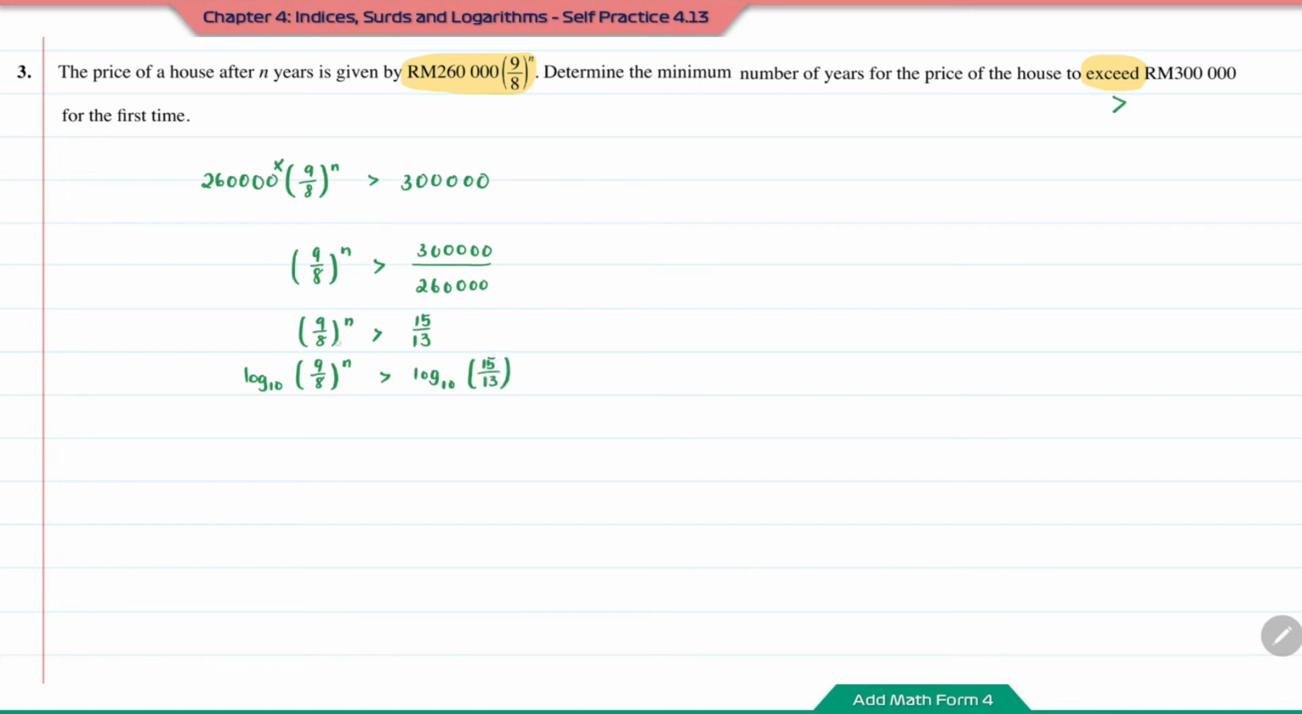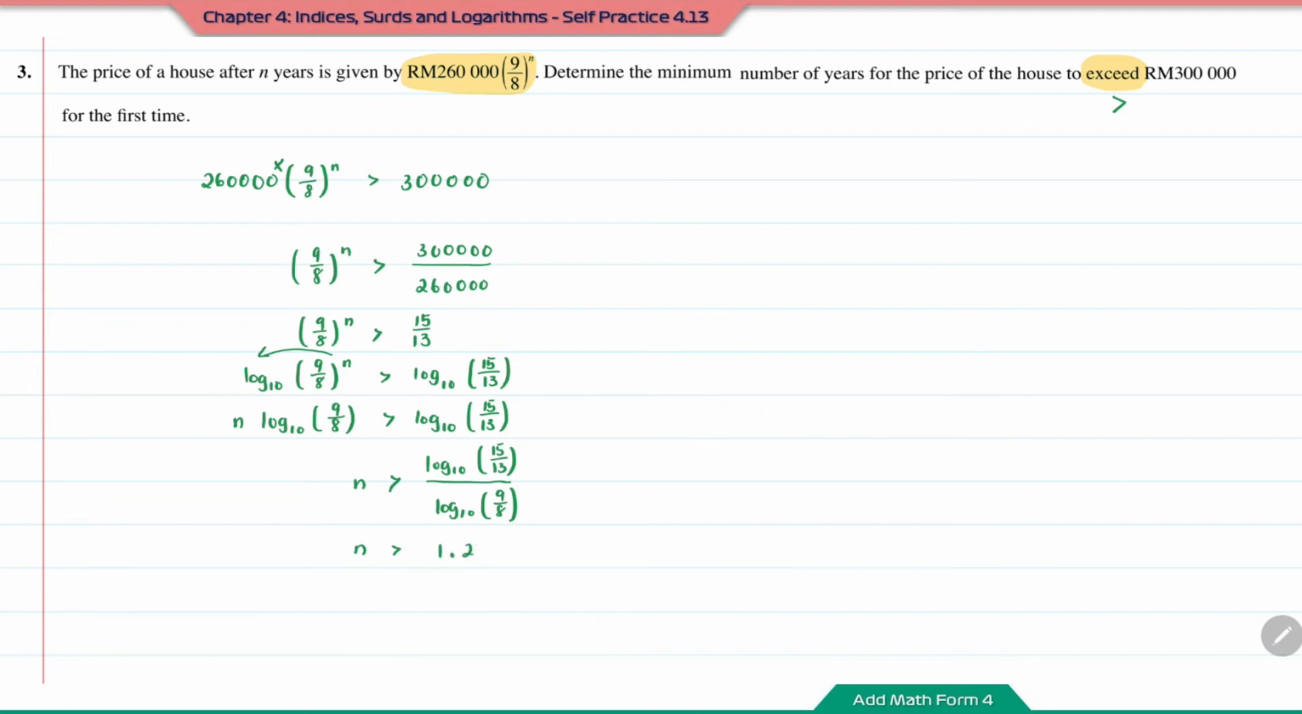So next, using the power law, I'm going to move the power of n to the front. So it will be n times log base 10 of 9/8 greater than log base 10 of 15 divided by 13. So to find the n, I'm going to move the log base 10 of 9/8 to the right hand side. Solve this using your calculator, you will find that the n is greater than 1.2.